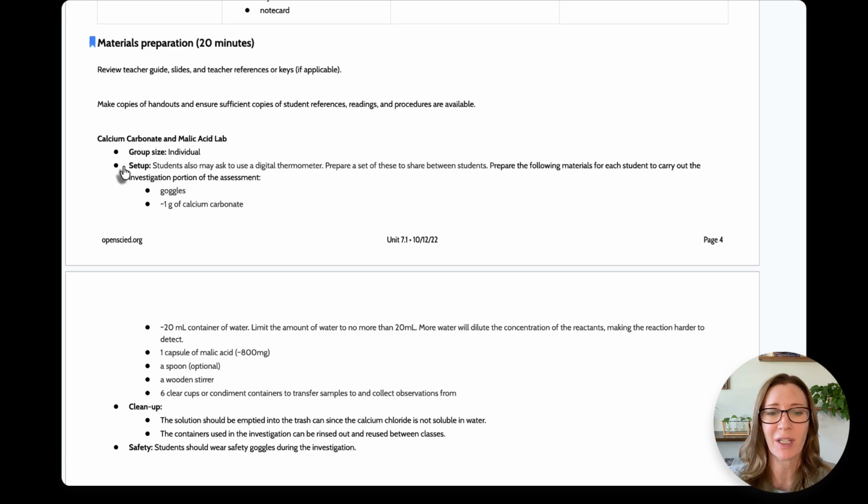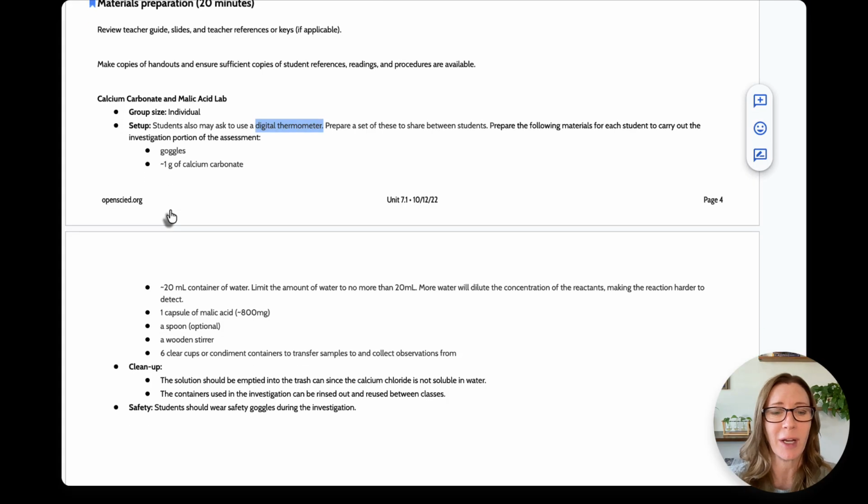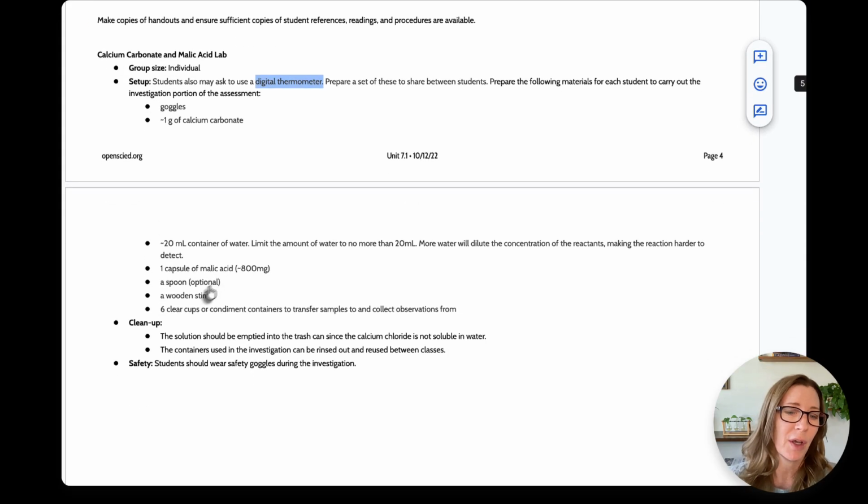You're basically just going to give individual students possibly a digital thermometer. It will lead into our ideas for our next unit of endothermic and exothermic reactions. But they'll need calcium carbonate, some goggles, some water, a stirrer, some malic acid. It's a very simple chemical reaction, and you're basically going to be assessing them on the science and engineering practice of planning and carrying out an investigation.